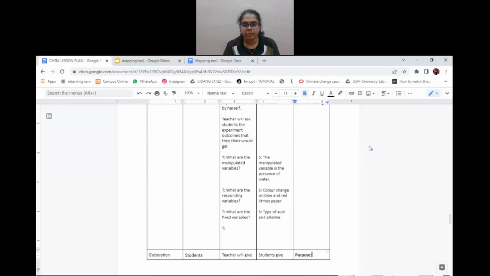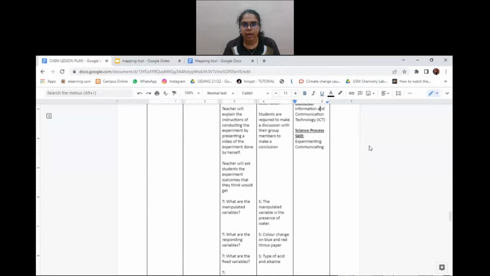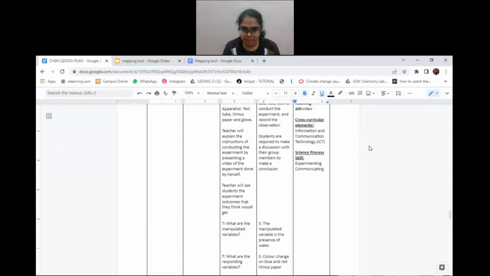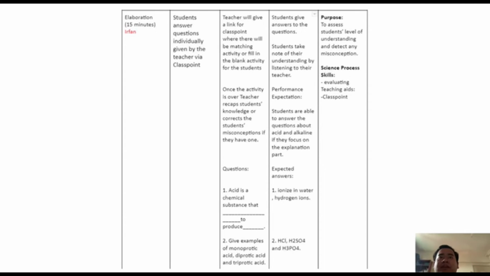And for teaching aid, we'll be using video, and the cross-curricular element is ICT, and the science process skill is experimenting and communication. Alright, for the elaboration part, the allocated time is 15 minutes. The content is student answer questions individually given by the teacher via ClassPoint. So the purpose of this content is to assess students' level of understanding and detect any misconception or alternative conception.